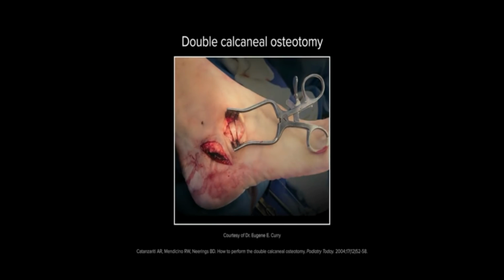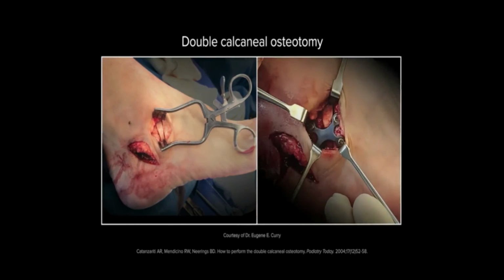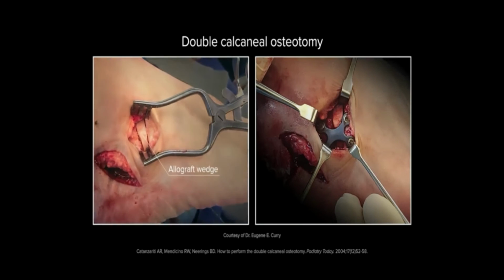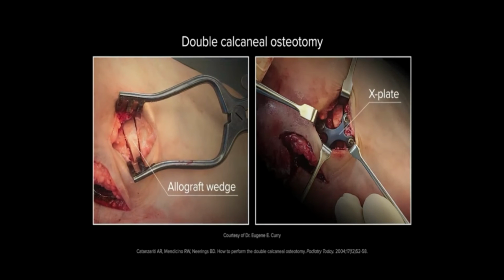A double calcaneal osteotomy incorporates a medializing calcaneal osteotomy to correct the hindfoot valgus, with a lateral column lengthening to correct forefoot abduction and increase arch height, which can be seen here using an allograft wedge and stabilized with an X-plate.